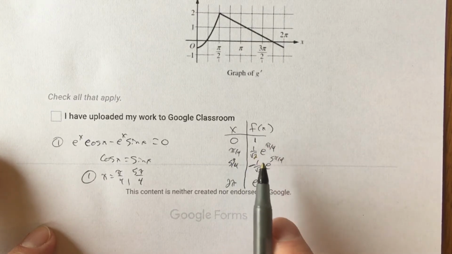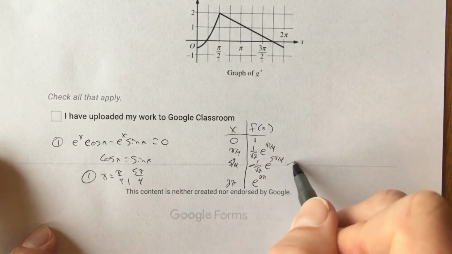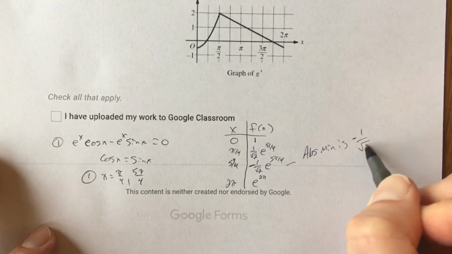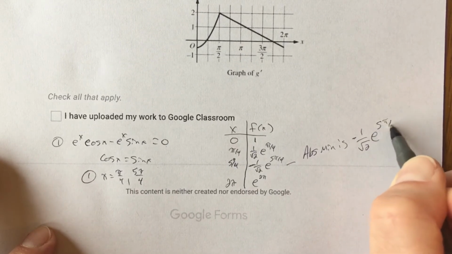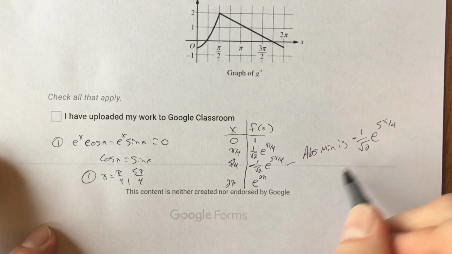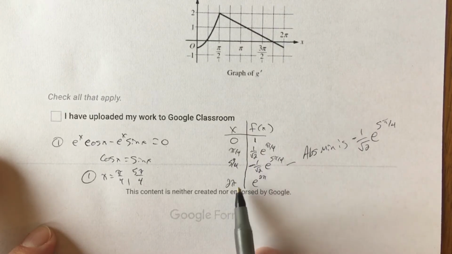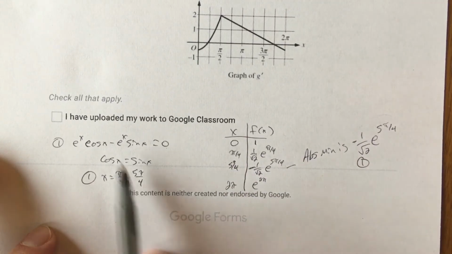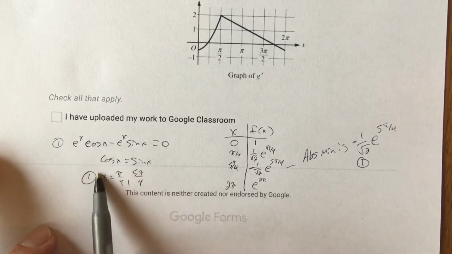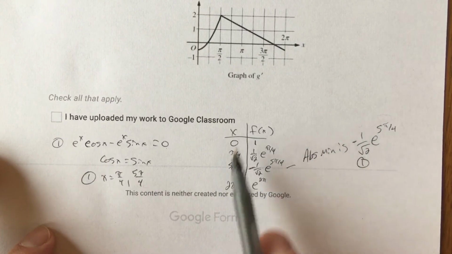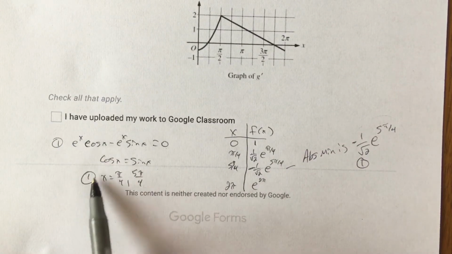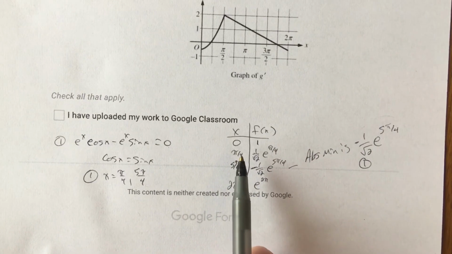Now, we're looking for the absolute minimum. There's only one that's negative. So our absolute minimum is negative 1 over square root of 2 e to the 5 pi over 4. And we know that that occurs at x equal 5 pi over 4, but they just want the value. So if you got that, that was a point. So you can see we can get 2 easy points right here, actually. The third point is a lot more work, but on your exam, get the points you can, right? Do what you can. Don't panic about something that looks really complicated. Again, just go after the points that we know we can get.